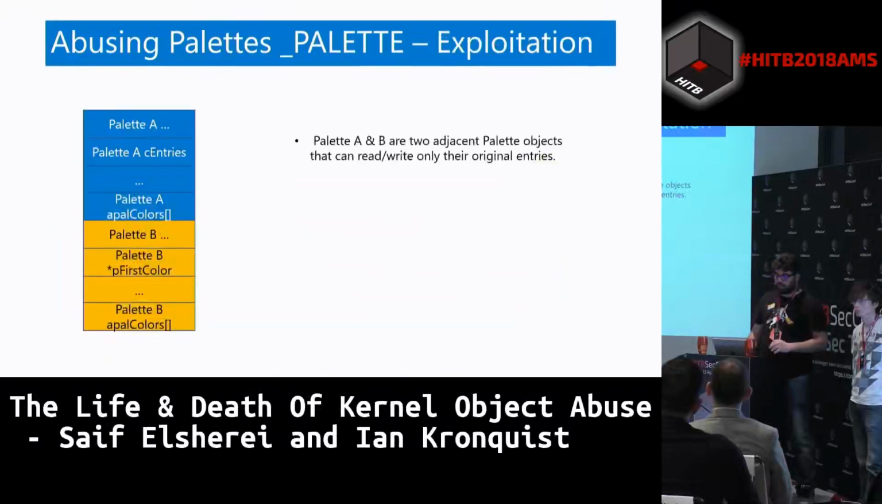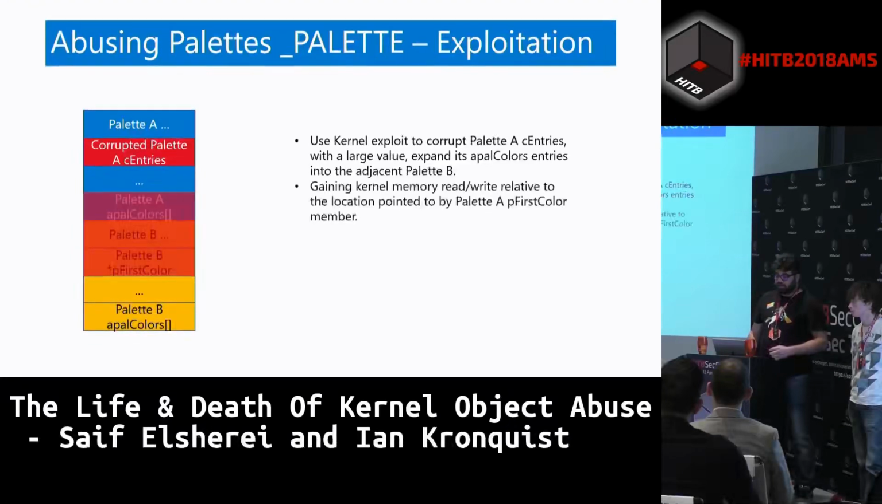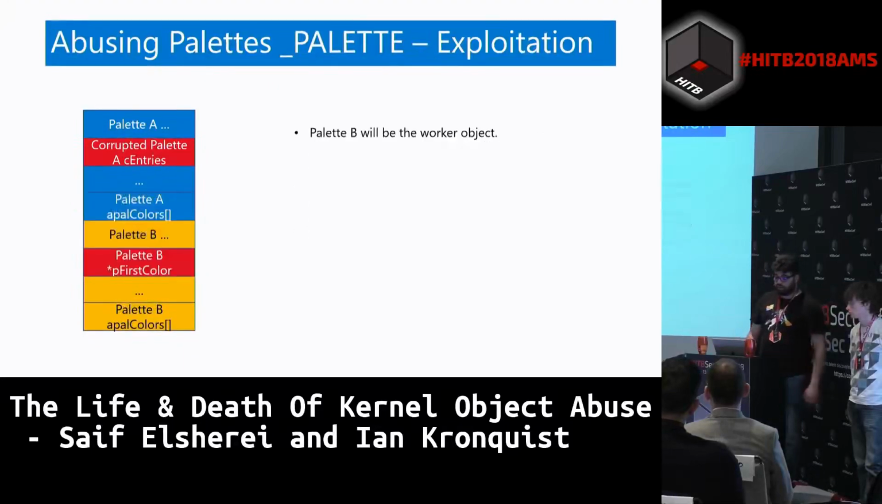So we start by allocating two palettes adjacent to each other in memory, palette A and palette B. We use a kernel bug to corrupt the cEntries member of palette A. That will give us relative memory read and write into palette B's memory, which is adjacent to palette A. And palette A will be the manager object that will be used to set the pointer that we will read and write from later on. Palette B will be the worker object.